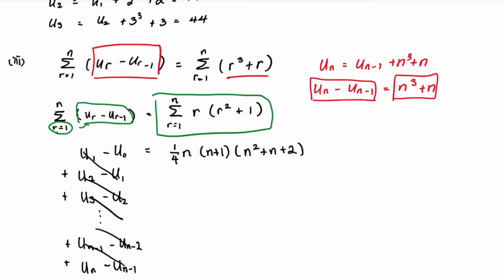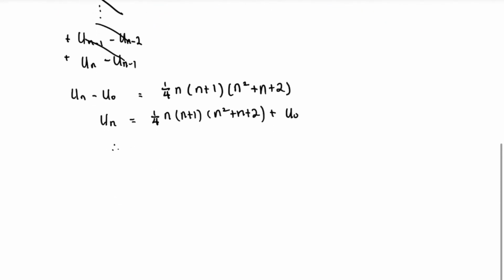From here, it's actually very simple. They want us to find un in terms of n. So bring u0 to the other side. You have un equivalent to 1/4 n times (n plus 1) times (n squared plus n plus 2) plus u0. And u0, as we have already been given in the second part, is just 2. So therefore, I'm not sure if you saw any of that, hopefully you did. I'll scroll it down over here. So un is equivalent to 2 plus 1/4 n multiplied by (n plus 1) multiplied by (n squared plus n plus 2). And that would be your final answer, expressing un in terms of n.